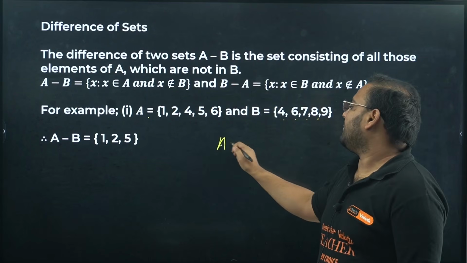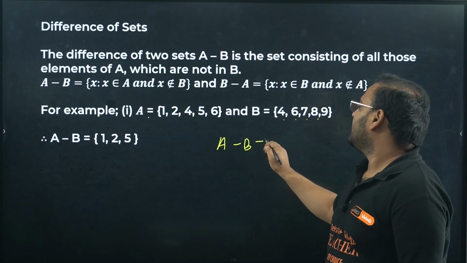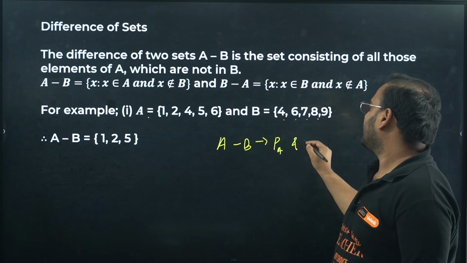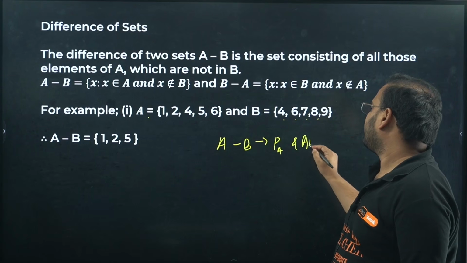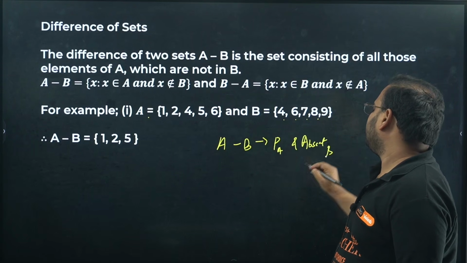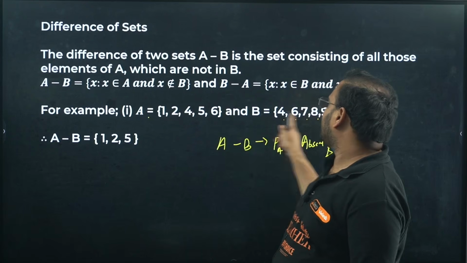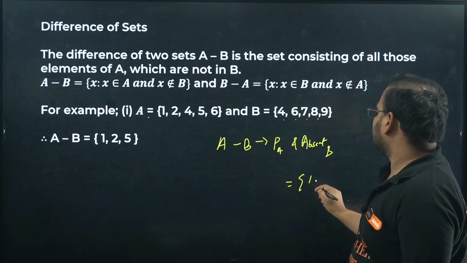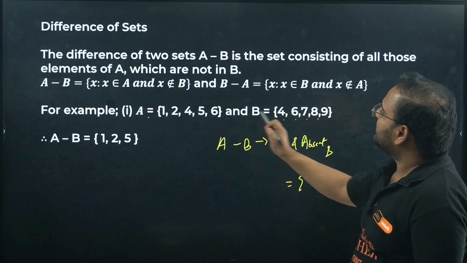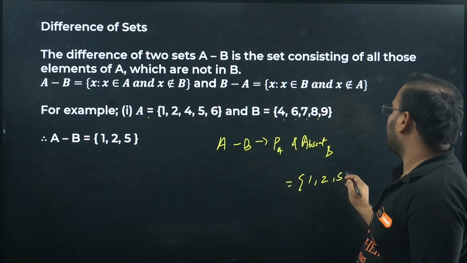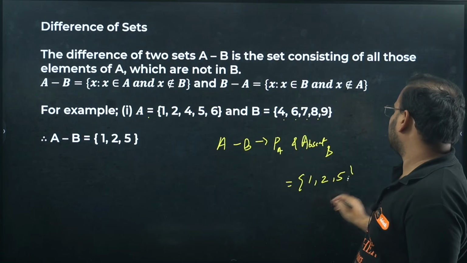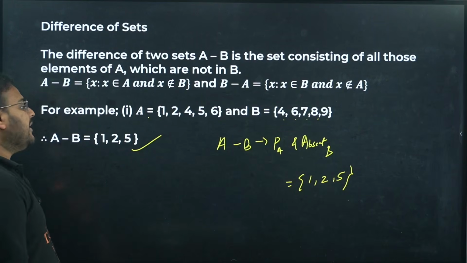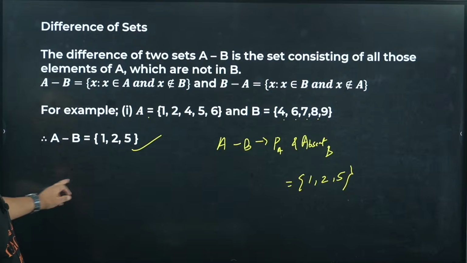If you're writing A minus B, it represents present in A and absent in B. Think about it. One is present over here, one is not over here. It means my first element will be 1. 2 is there, 2 is not here. My second element will be 2. 4 is there, 5 is not here, means 5 will come. 6 is here. So the answer is 1, 2, 5. Present in A and absent in the set B.